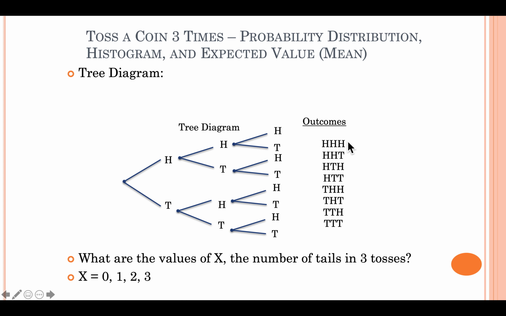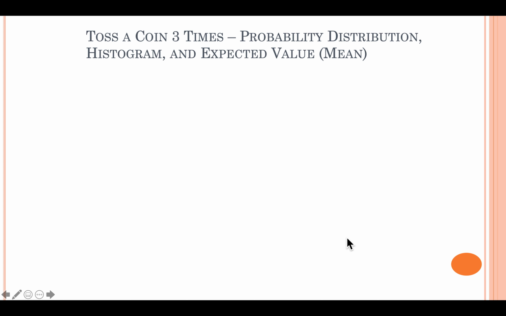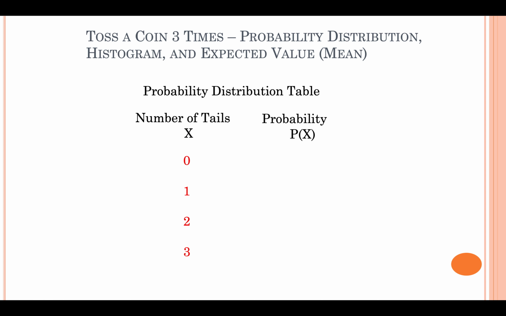If we examine all of these outcomes, every one of them is going to have no tails, 1 tail, 2 tails, or 3 tails. There are no other possible values of x for this experiment. So taking those values of x, 0, 1, 2, and 3, we use our list of outcomes to decide on the probability for each value of x: the probability of getting 0 tails, 1 tail, 2 tails, and 3 tails.